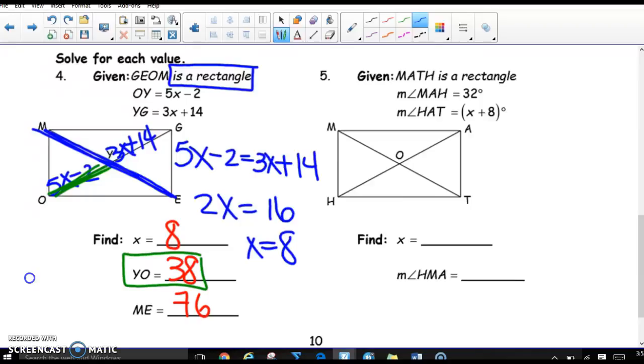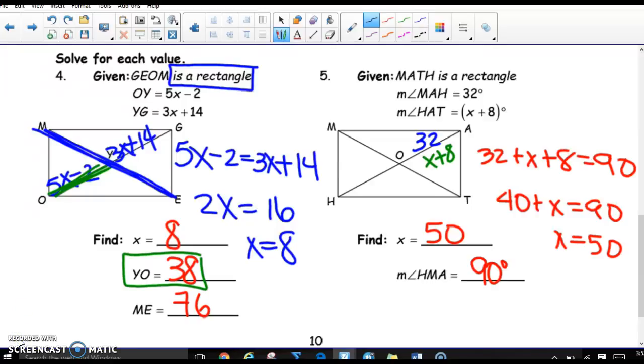All right, the next one, number 5, is going to be dealing with angles. See how much you can figure out in number 5, and then start this back up again. How did you do on that one? I knew that angle A, the large angle A, had to be a 90-degree angle, so 32 plus x plus 8 had to equal 90 degrees. So that gave me x. And then the other one, HMA, is asking about this angle over here. Because I'm told it's a rectangle, I'm not assuming it's 90 degrees. I know it's 90 degrees.